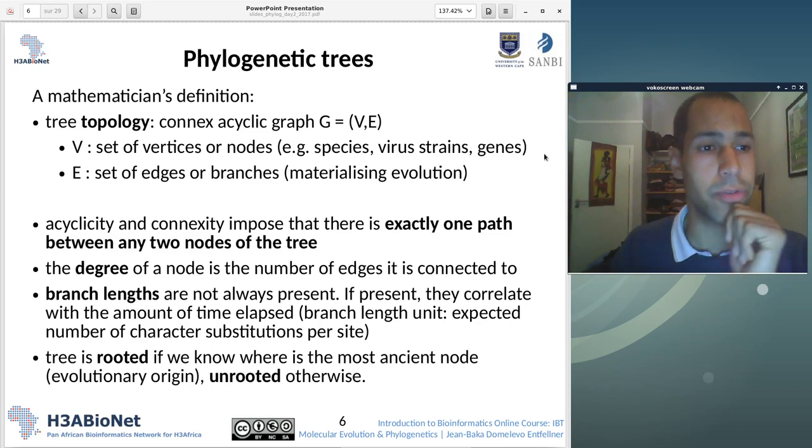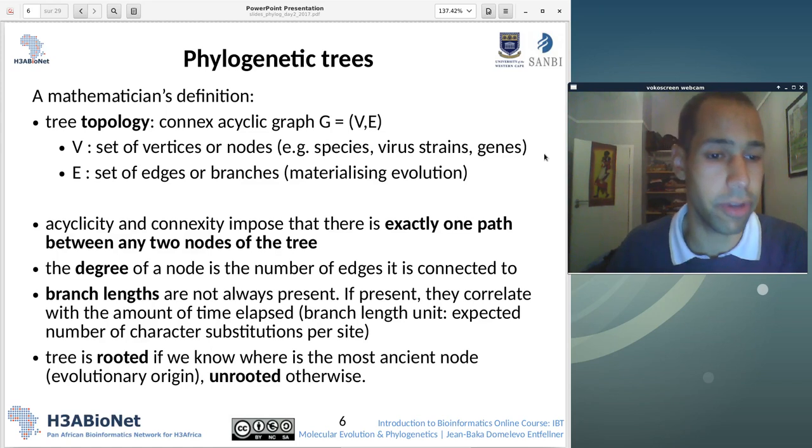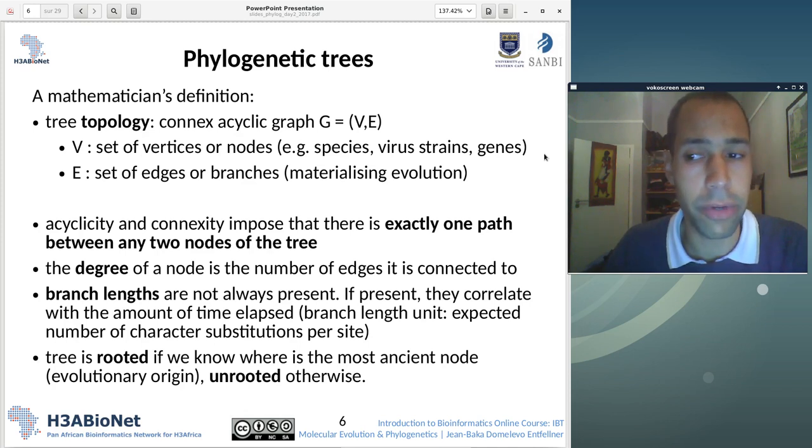Okay, so we said that a tree is a graph that is acyclic and connex. So between any two nodes, there is exactly one path. We talk about the degree of a node to say the number of neighbors this node has. So the number of edges it is connected to, or the number of vertices it's connected to, because one edge connects two vertices.